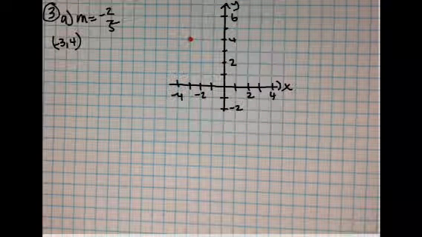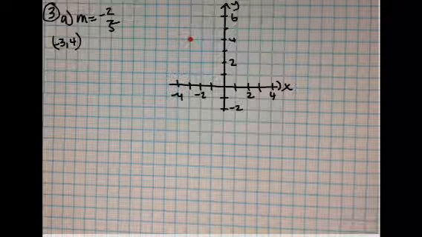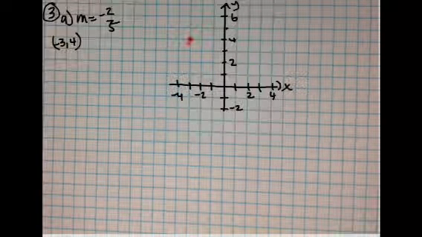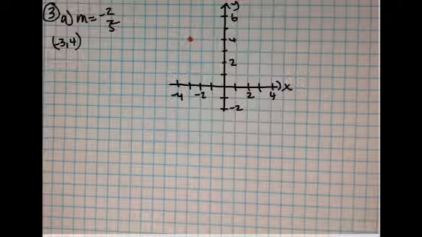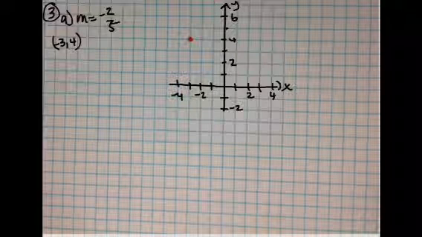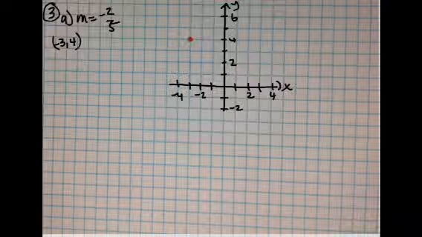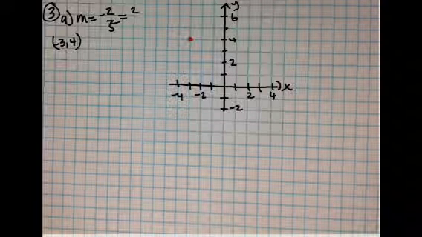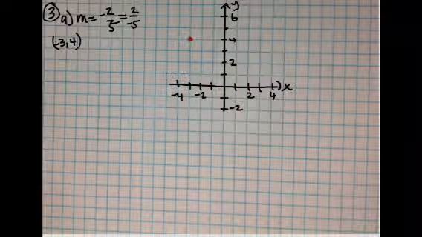So for number 3, you're given a slope and a point. The point is right here, negative 3/4, and the slope is negative 2/5. Because the slope is negative, we know that it's going to come down this way, right? Now you have two choices. You can either go down 2 and right 5, or you can think of it as positive 2 over negative 5, where you go up 2 and to the left 5.